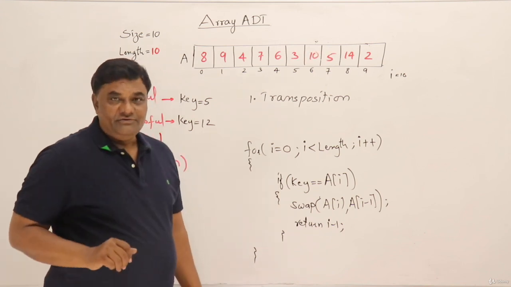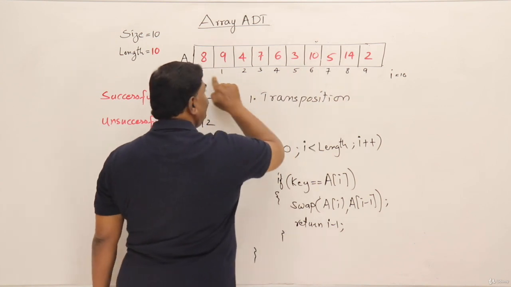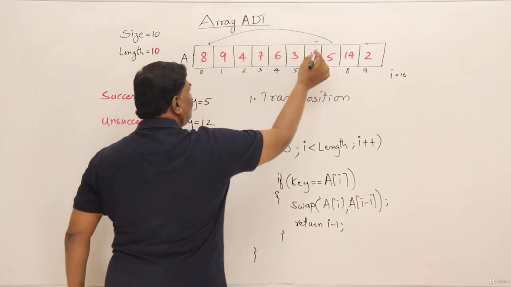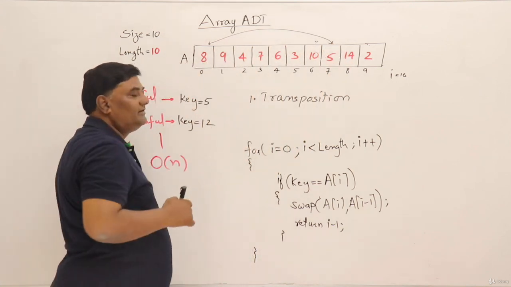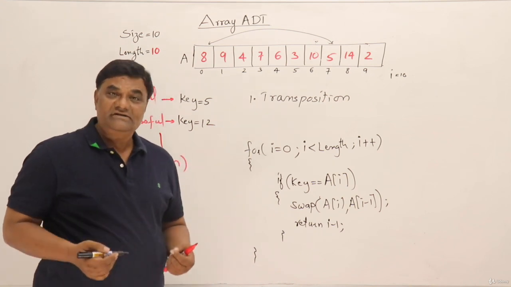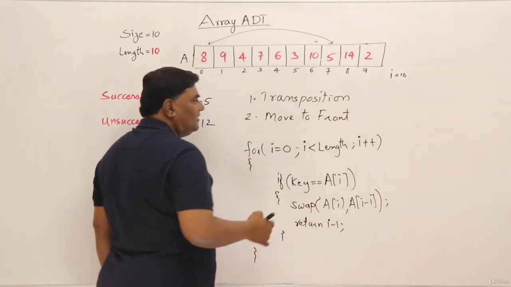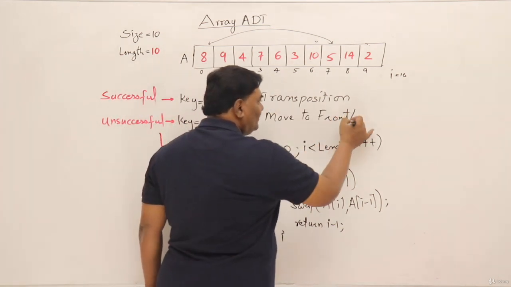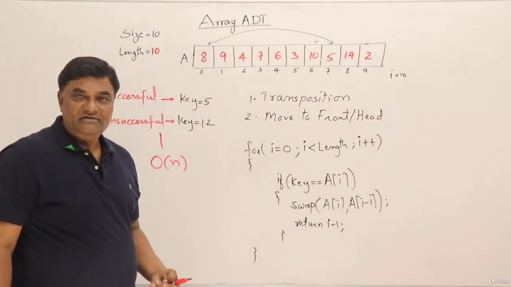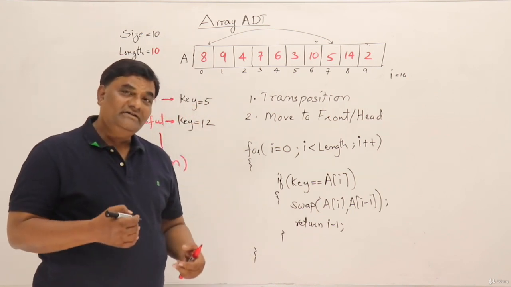Now I will show you the second method. The second method is: if you are searching for a key element which is found here after performing 8 comparisons, then once it is found, you bring it to the beginning. Swap it with the first element. If you swap with the first element, the next time you are searching, it will be found in just constant time. So this method is called move to front, or move to head. Move to front or move to head. So this is another guideline for improving linear search.